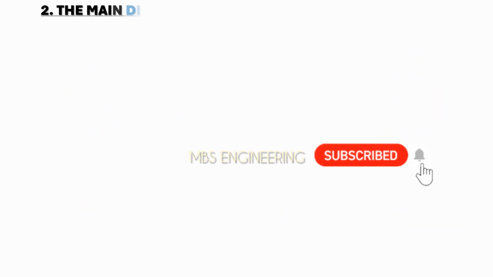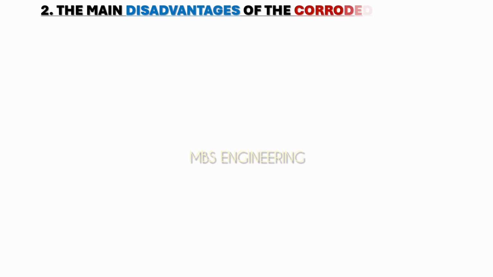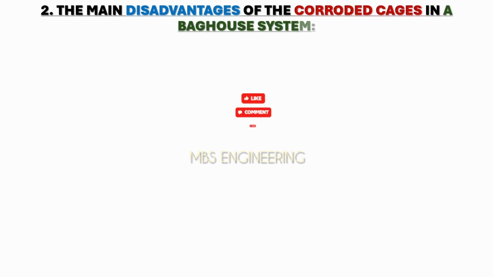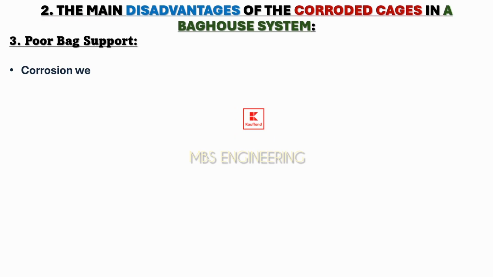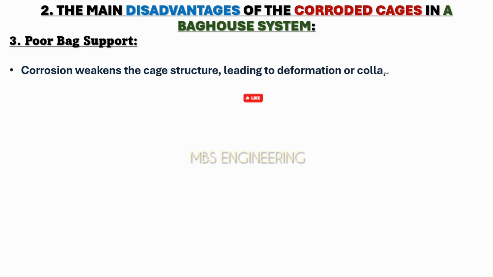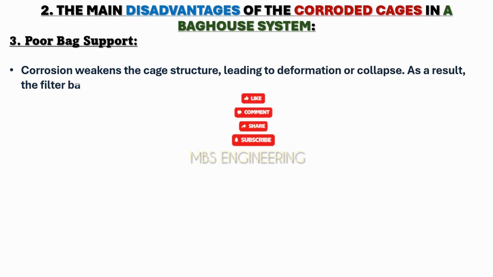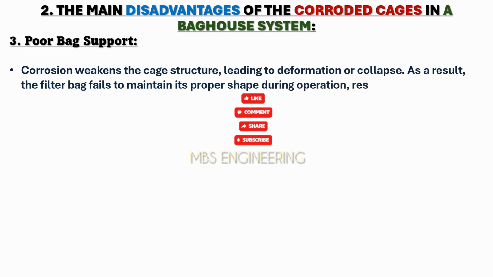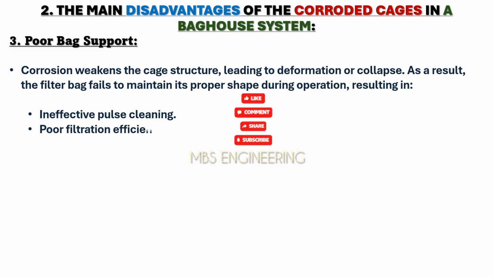Next, we will learn and understand the main disadvantages of corroded cages in a baghouse system. The third disadvantage is poor bag support. Corrosion weakens the cage structure, leading to deformation or collapse. As a result, the filter bag fails to maintain its proper shape during operation, resulting in ineffective pulse cleaning, poor filtration efficiency, and higher pressure drop, DP.